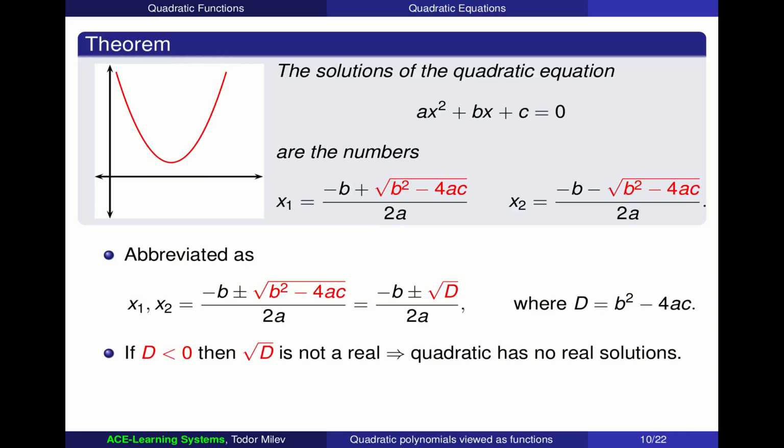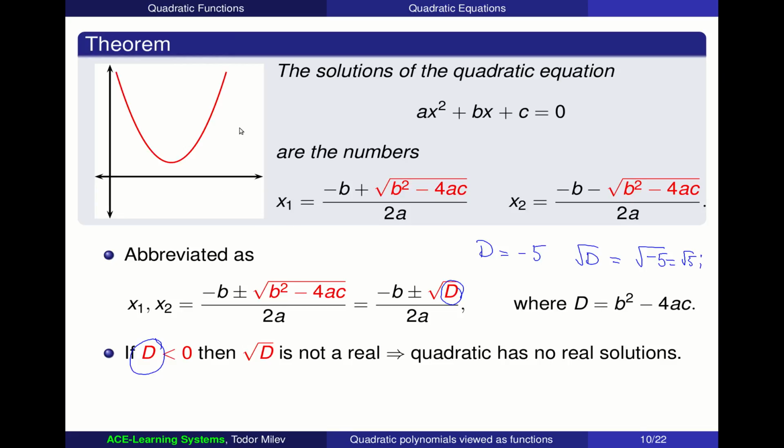What happens if this discriminant, the number that we see here, this d, is negative? Well, if d is negative, think of d being something like negative 5, well then radical of d is radical of negative 5, which is radical of 5 times i. This is a complex number. If d is negative, then radical of d is not real, and the quadratic has no real solutions.